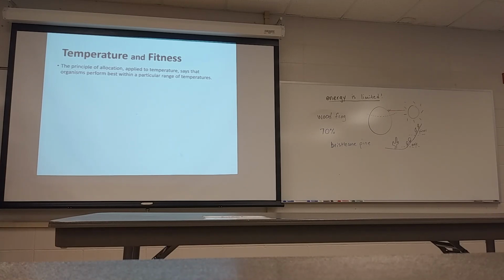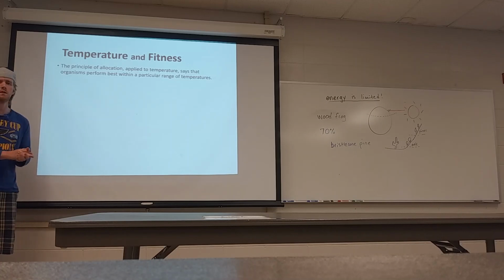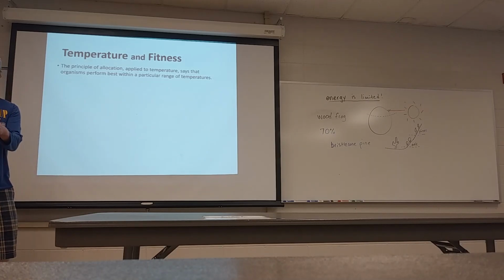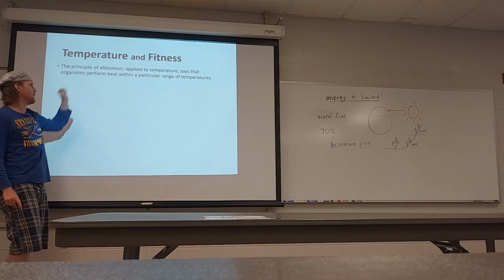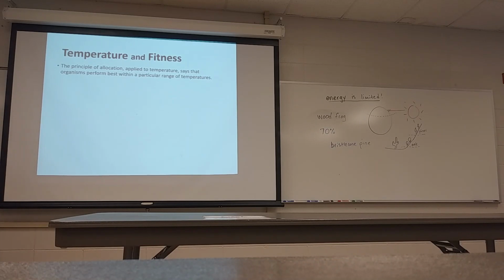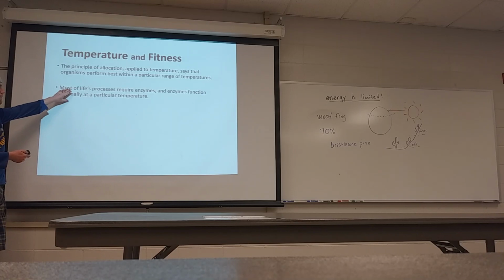It doesn't mean you can't survive in conditions other than the optimal. It just means whatever the optimal temperature is or temperature range, that's what you are physically built for. And so the principle of allocation applied to temperature says that organisms perform best within a particular range. The reason for this is that enzymes are proteins that catalyze and allow most chemical reactions to happen. They work best at certain temperatures.